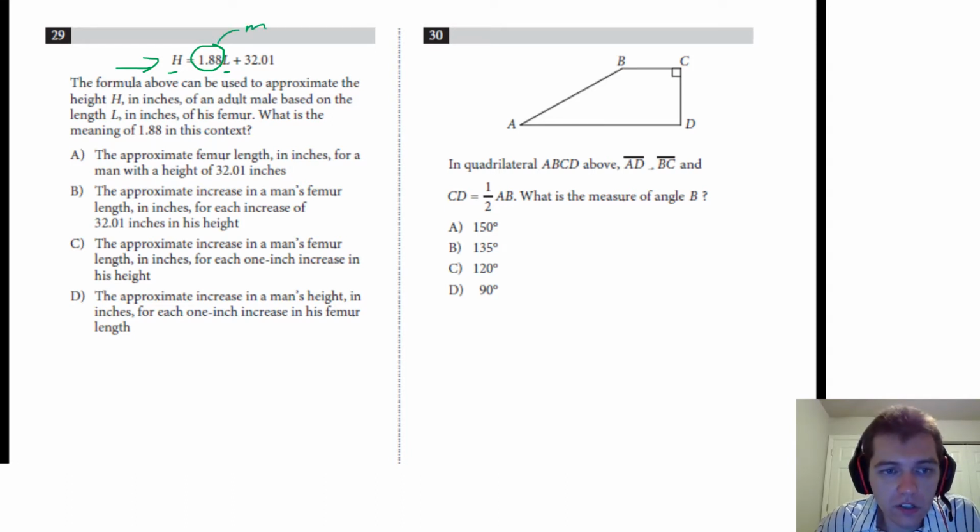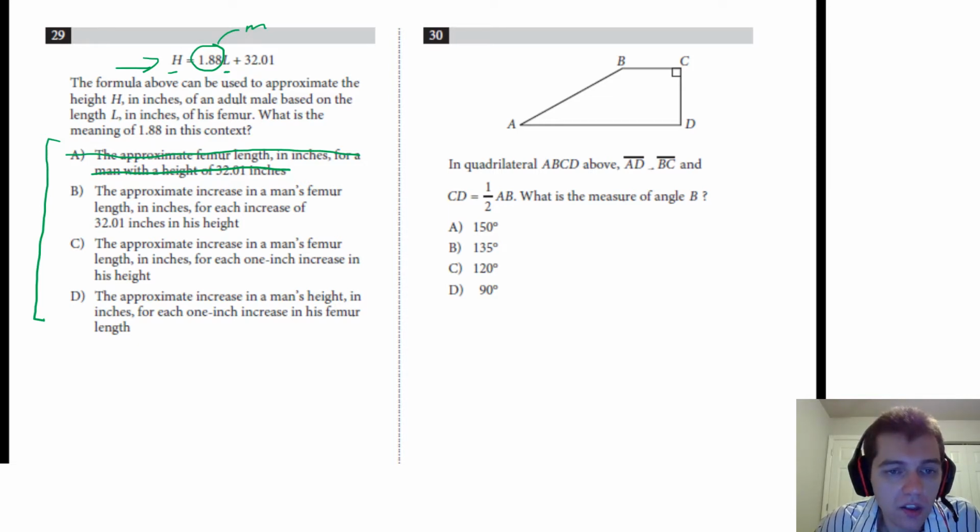So let's take a look at our answers and see which signifies that 1.88 is indeed the slope. A is saying the approximate femur length in inches for a man with a height of 32.01 inches. That's incorrect. That would be saying that 1.88 is equal to L, which is incorrect. We're multiplying L by this factor of 1.88. It is not inches in and of itself.